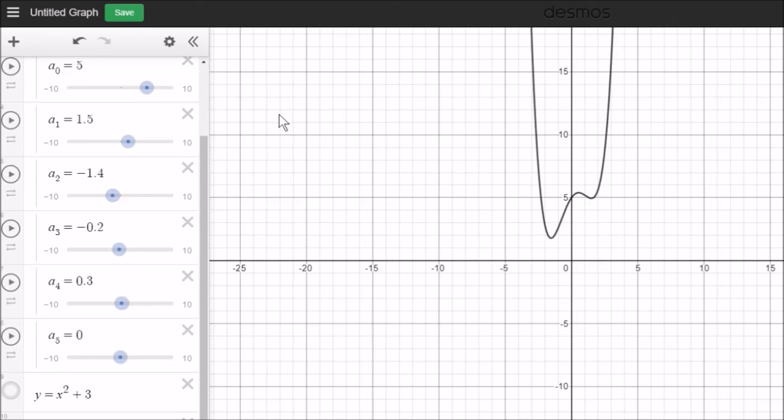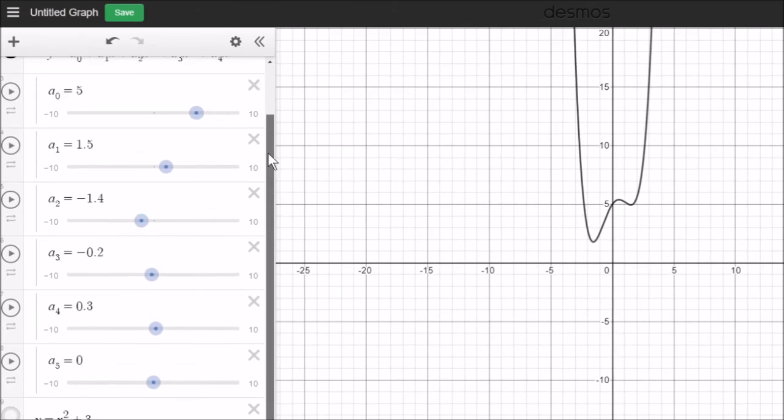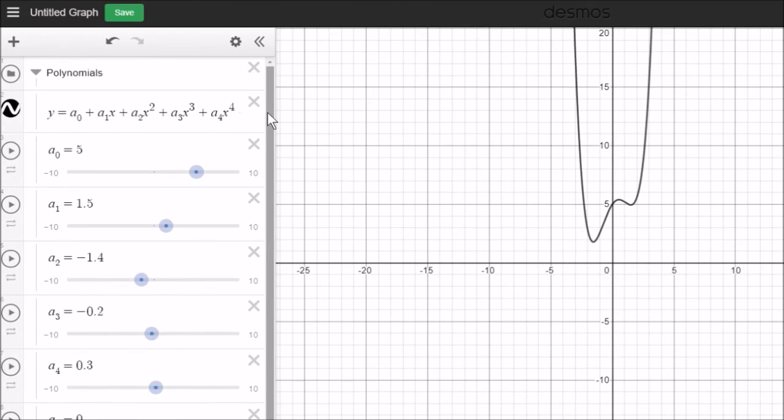So that's us had a look at what polynomial functions are and what they look like. What we want to be able to do is manipulate polynomial functions in the same way we're able to manipulate the equations of straight lines and circles and all of the other functions we've come across so far. So let's go ahead and have a look at that.